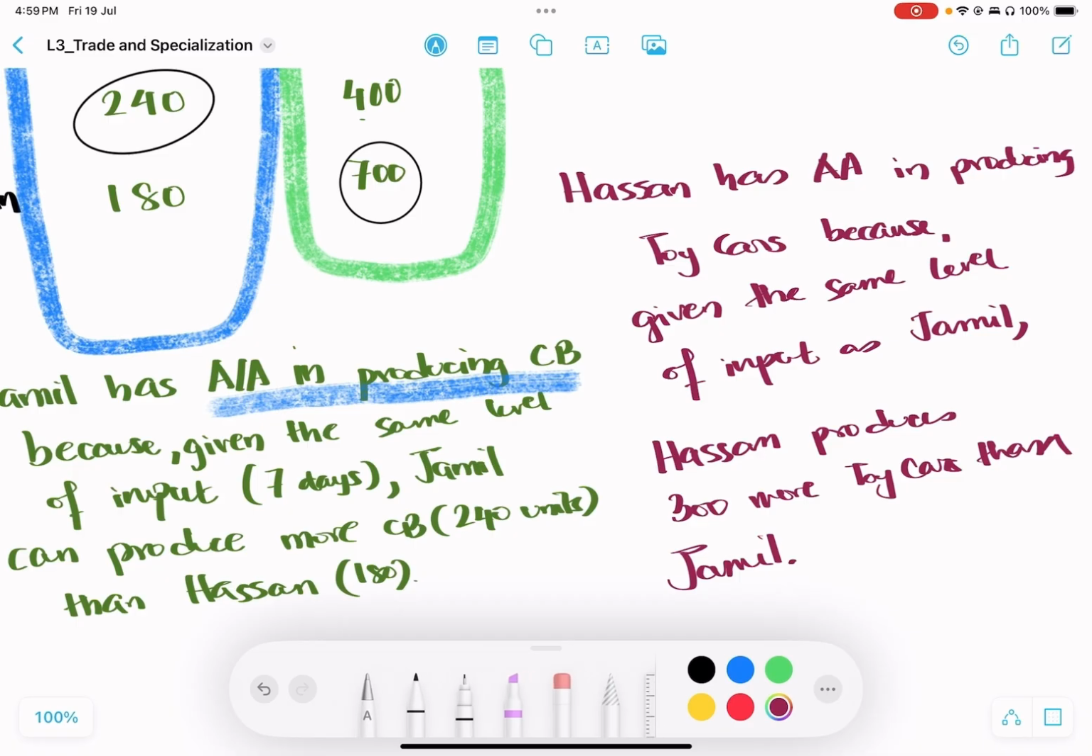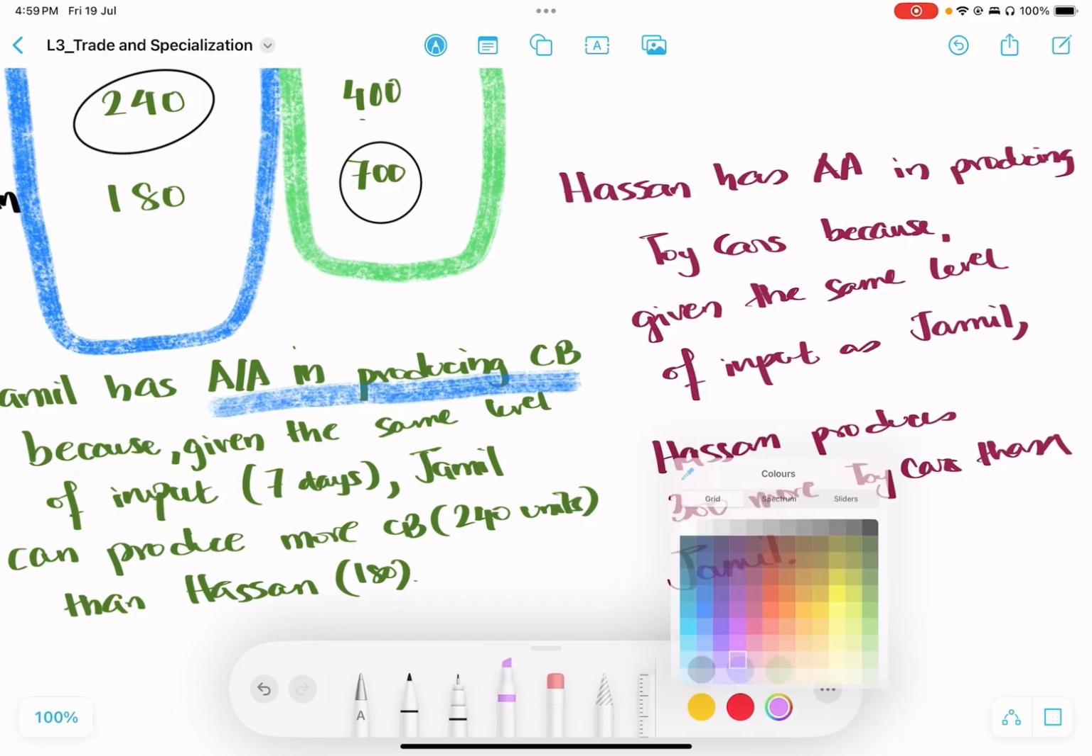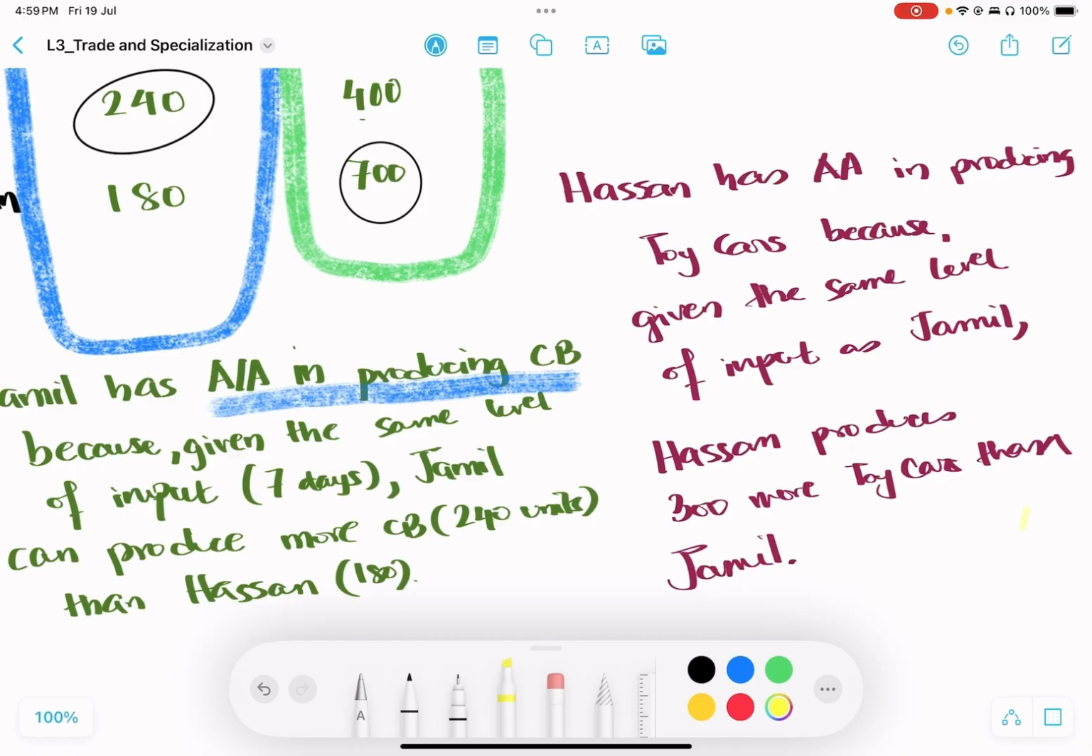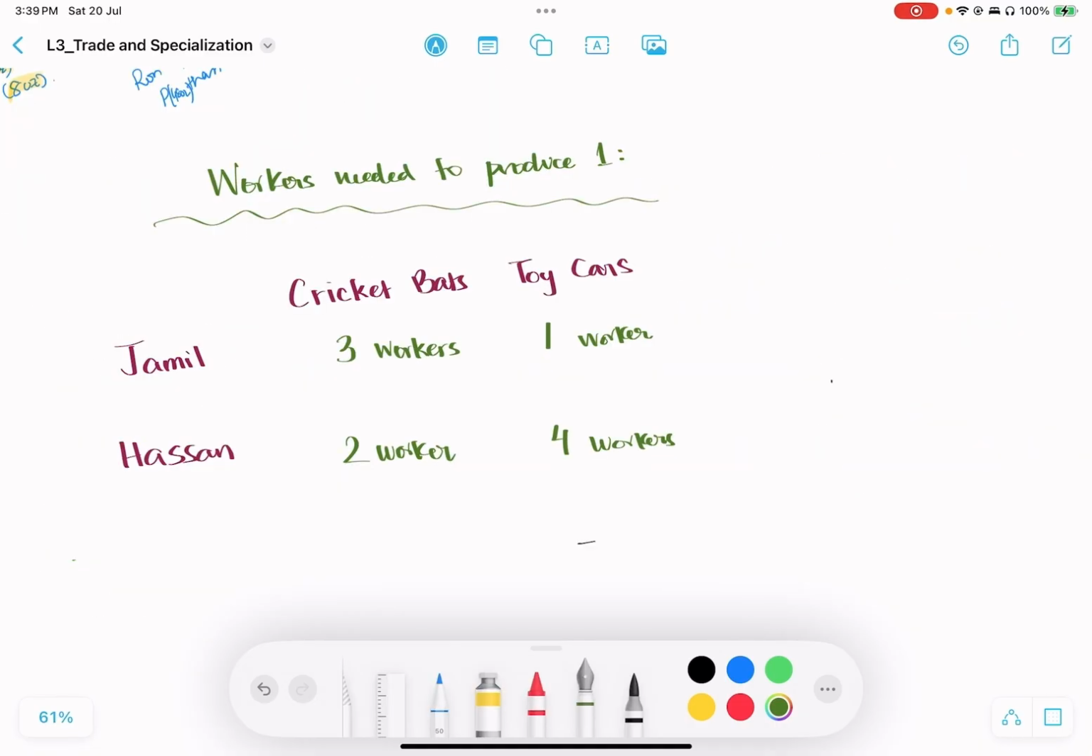So again, I'm just showing you two different ways of writing it. In both cases, you are mentioning the number of cars that they're producing. It's just different the way you're mentioning it. In the first case, you were saying Jamil's producing 240, Hassan's producing 180. And here instead of saying Hassan produces 700 and Jamil produces 400, you're saying Hassan produces 300 more, which is why he's got an absolute advantage. Both are correct. And notice that in both cases, I mentioned that they've got the same level of input.